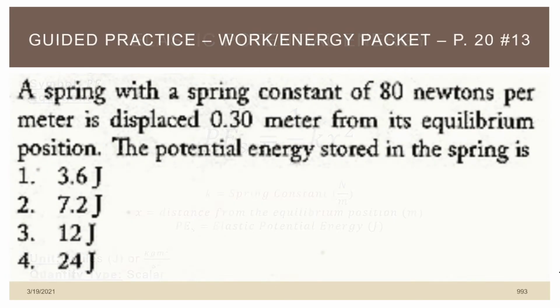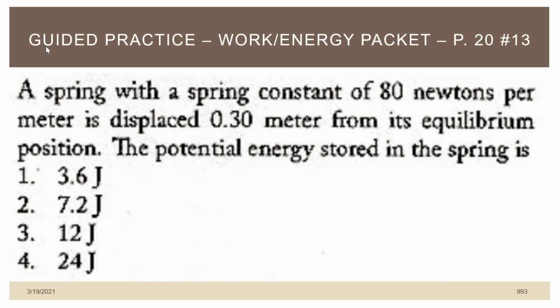Okay, let's take a look at a problem. This problem is from the work energy packet, page 20, number 13. It says a spring with a spring constant of 80 newtons per meter is displaced 0.30 meters from its equilibrium position. The potential energy stored in the spring is. Now, as I hope you'll find as we go through this, these problems aren't that hard. We just took a look at an equation. There are 3 variables in that equation. We're always going to be given 2 of them and asked to solve for the third.